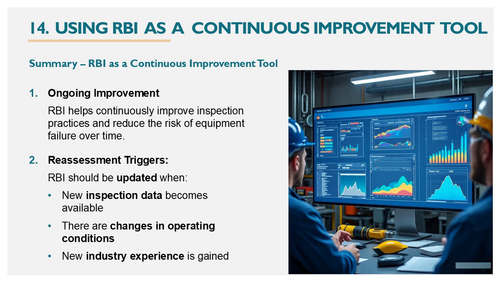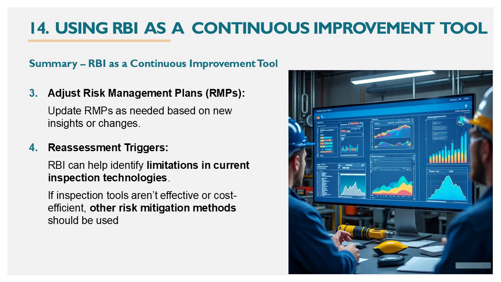Number 2 is reassessment triggers. RBI should be updated when new inspection data becomes available, there are changes in operating conditions, and new industry experience is gained. Number 3 is adjust risk management plans, or RMPs. Update RMPs as needed based on new insights or changes. Number 4 is reassessment triggers. RBI can help identify limitations in current inspection technologies. If inspection tools aren't effective or cost-efficient, other risk mitigation methods should be used.